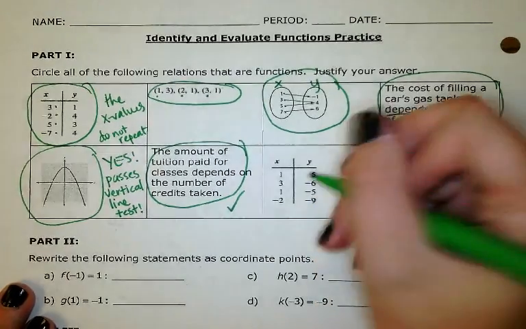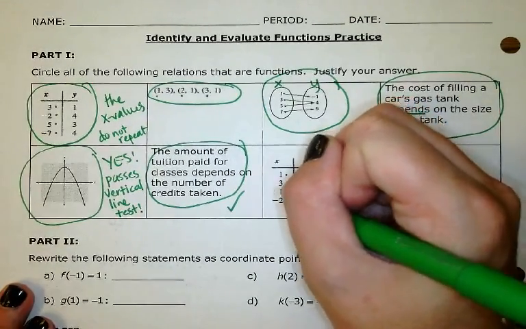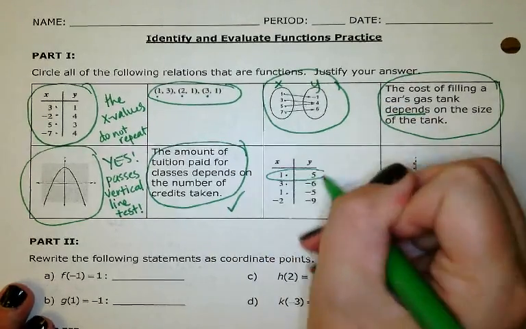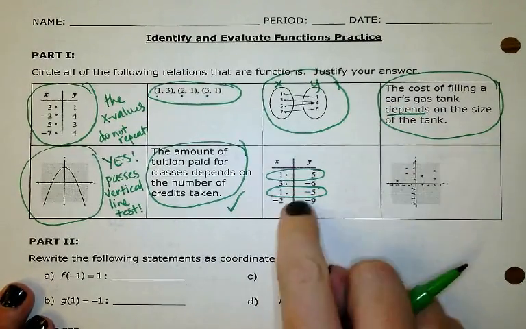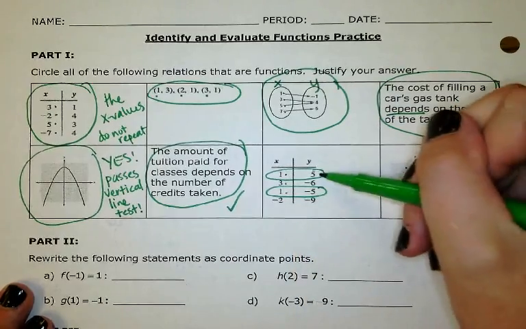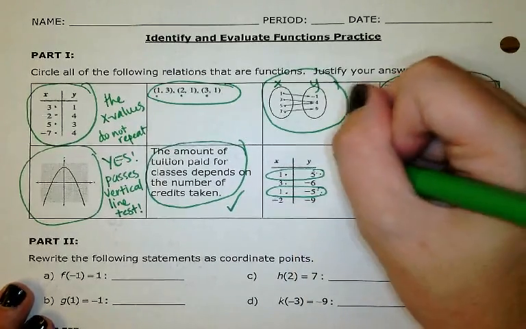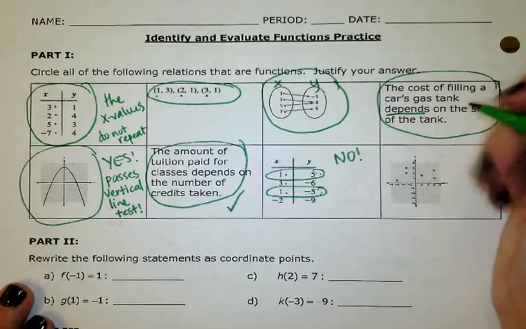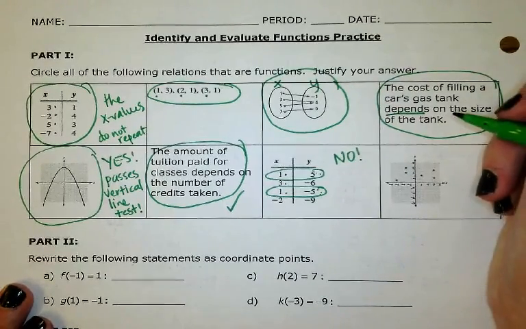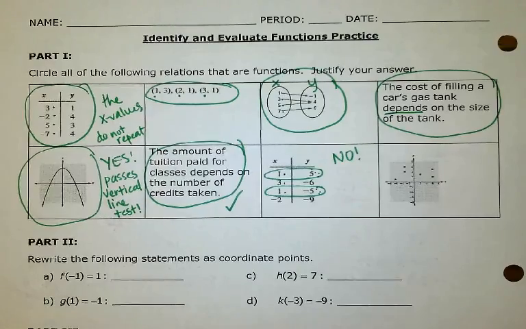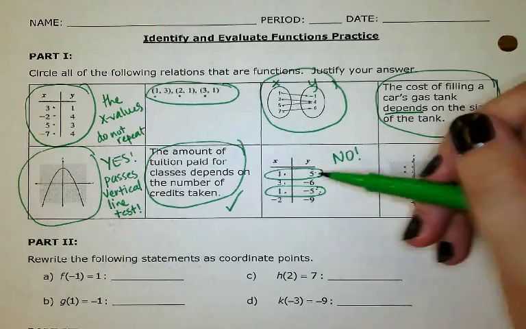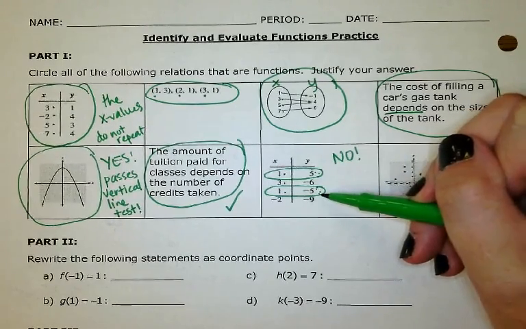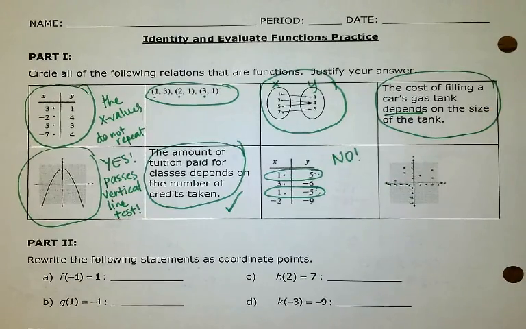All right, is this guy a function? 1, 3, 1. Uh-oh, what's wrong with this guy? That one's a little cheater, isn't it? And it's with different y's. So this one is no, because the x repeats with different y values. If it repeats with the same y value, is it still a function? Yes. Okay? But because this is with a positive 5 and that's with a negative 5, it's not a function. If they were both positive 5, then it would be a function.